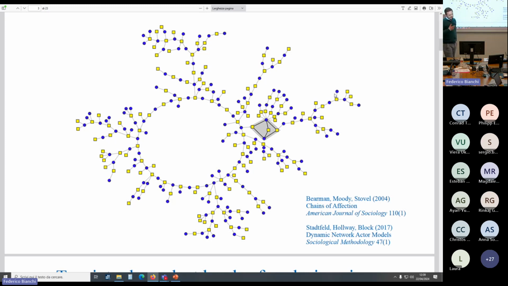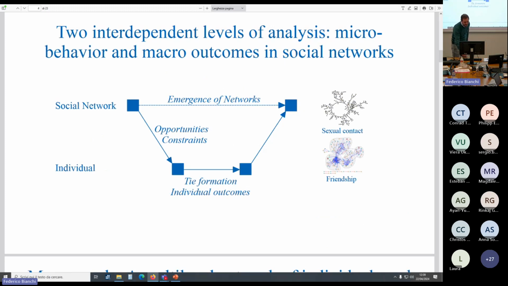So again, here we go. I'm using what Enrico called the somewhat refined version of the Coleman boat, focusing on networks. So we do have changes in networks. The network itself creates opportunities or constrains the way individuals can express their preferences, for example, through tie formation. And these individual processes combined could then explain how the network changes through time.